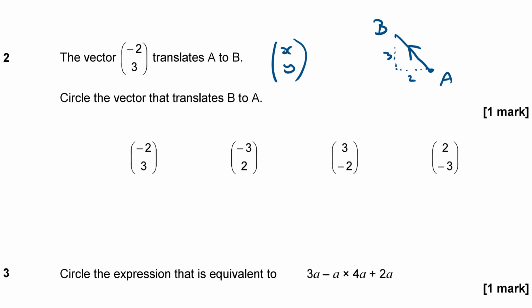Now if I flip it around and I want to go in the other direction, so instead of going from A to B, I'm going from B back to A again, I'm going to go the opposite direction, aren't I? So rather than going 2 to the left, I'm going to be going 2 to the right, and rather than going 3 up, I'm going to go 3 down. So that as a vector notation is going to be 2 to the right is just 2, and 3 down is negative 3. So it's going to be 2, negative 3. It's that one there.